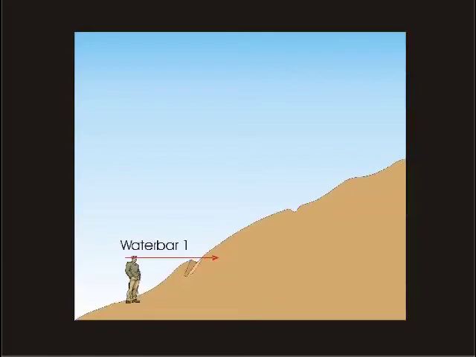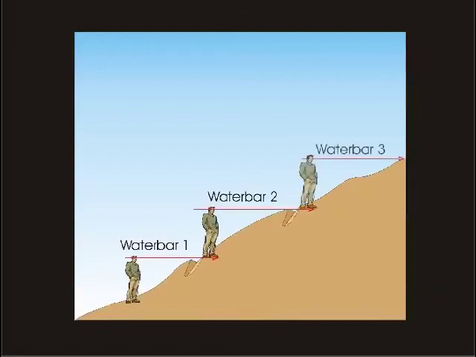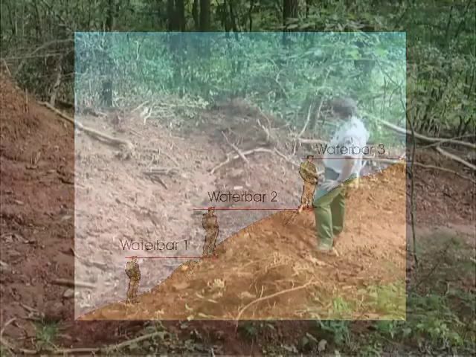Next, while standing at the sighted location for water bar number 1, repeat the process by sighting straight ahead into the grade to position the second water bar. Continue these steps until you reach the top of the slope. However, when doing the actual construction of each water bar, you should begin at the top of the slope and work your way back down.